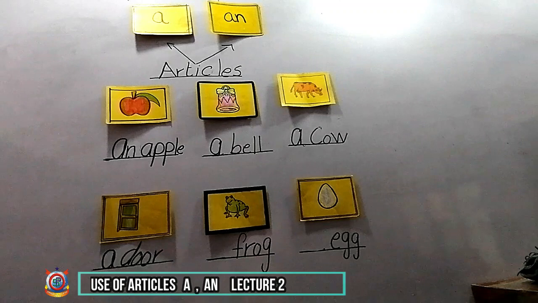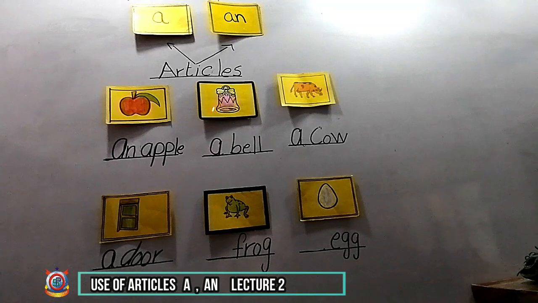Okay. And F is a consonant. So tell me, what did we write here with the consonant? Which one article? A or an? Nice. Yes, very good. Clap for yourself. Yes, we will write a with a frog. Yes, because the F is not a vowel. It is a consonant.